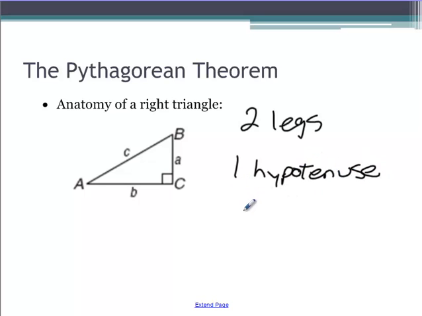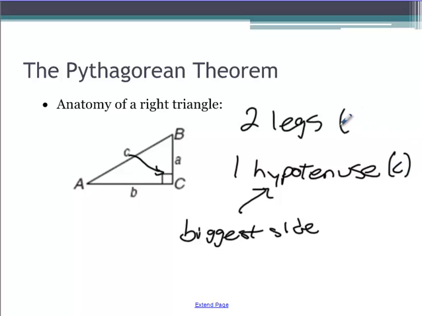And the hypotenuse is the biggest side. It is always across from the right angle. So C is the hypotenuse, and A and B are the legs. So the legs are connected to the right angle. The hypotenuse is always across from the right angle.